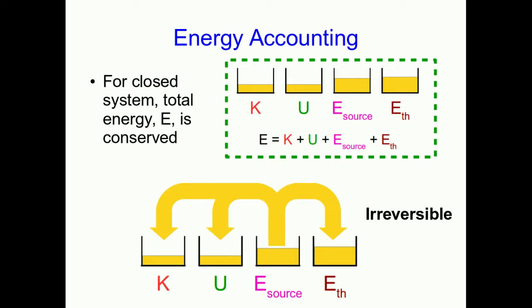We can convert source energy into kinetic energy and potential energy, but every time we do, some of the energy gets transformed into thermal energy. We cannot transform source energy directly into kinetic energy and potential energy without some of it winding up as thermal energy. The reasons for that are rather complicated, and you'll have to take a thermodynamics course to learn more about that. What you can do, though, is convert source energy directly into thermal energy.